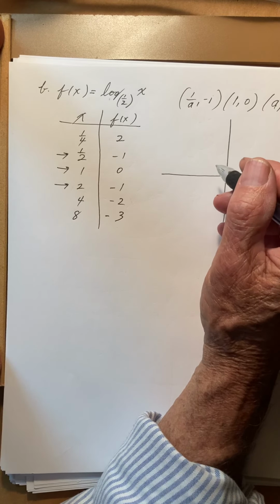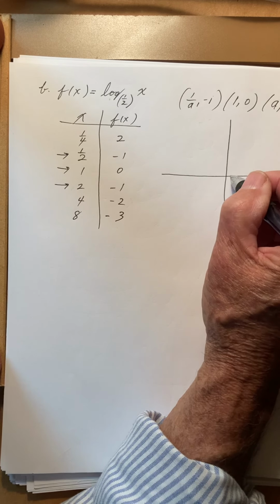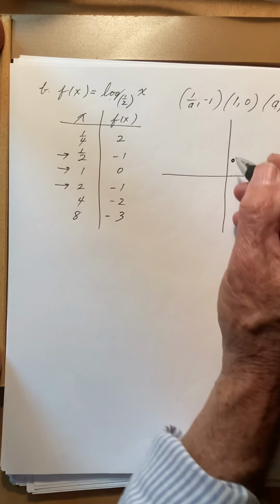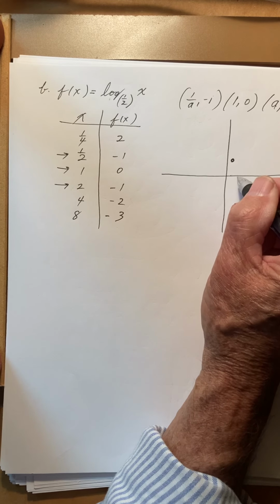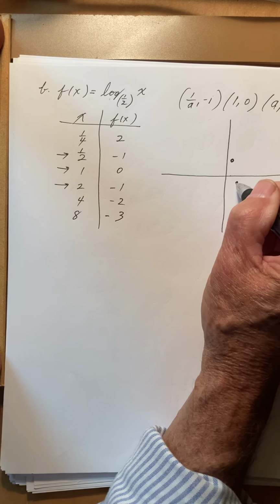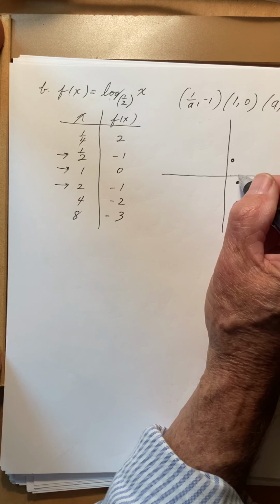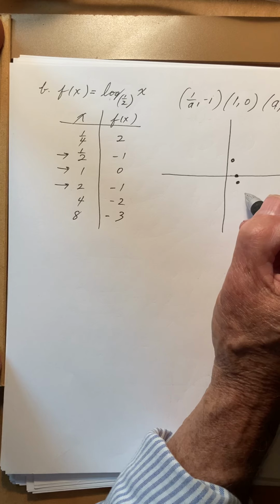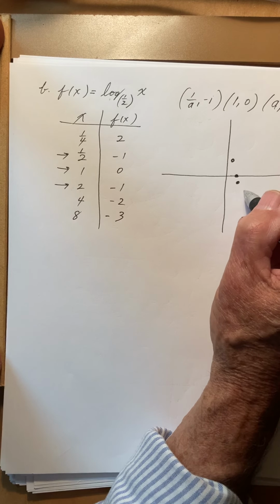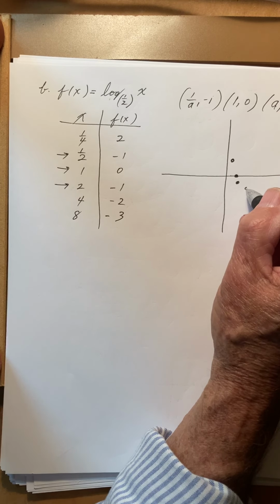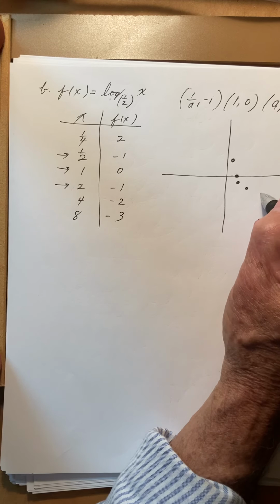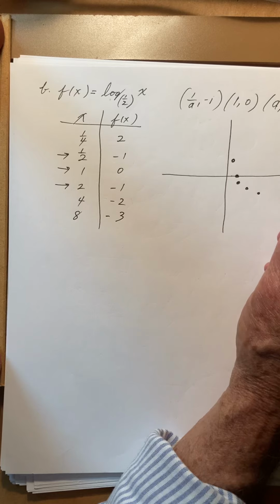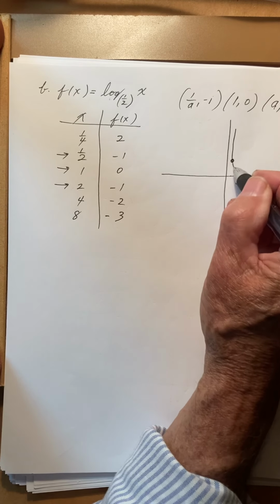As I plot these, 1/4 and 2 would be about right there. 1/2 and 1 would be about right there. 1 and 0 about right there. 2 and -1. 4 and -2. And 8 and -3. So my graph's going to come down this way.